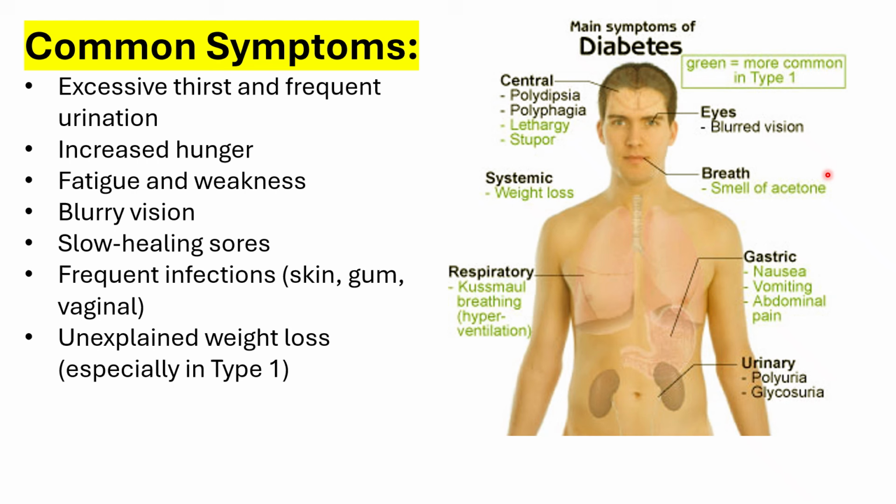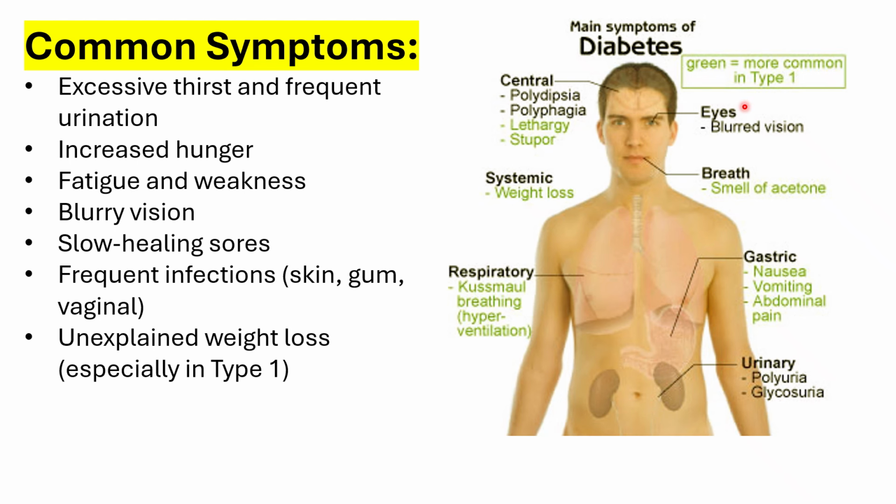What are the common symptoms of diabetes? Excessive thirst and frequent urination. Increased hunger, you're always hungry all the time. Fatigue and weakness, you feel very weak. Blurry vision, at times you can't see things. Slow healing sores. Foot ulcers are very common with diabetic patients. Frequent infections, sometimes you have skin infection, gum infection, vaginal infection is very common. Unexplained weight loss, especially for type 1, you have a lot of weight loss.